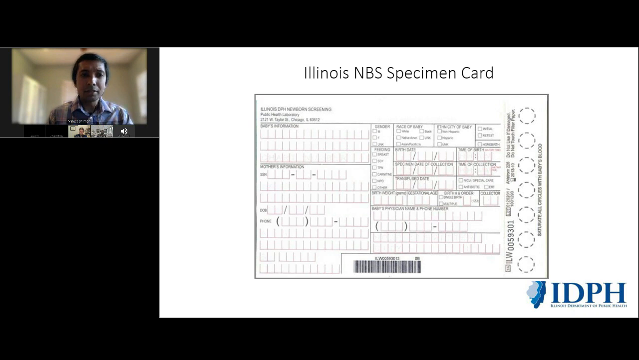And on the right side of the card, as you can see, this is where the blood from the heel prick is spotted on the card in these circles. And essentially what we want is complete saturation of the blood on each one of these circles, so we are able to test it properly in the laboratory.